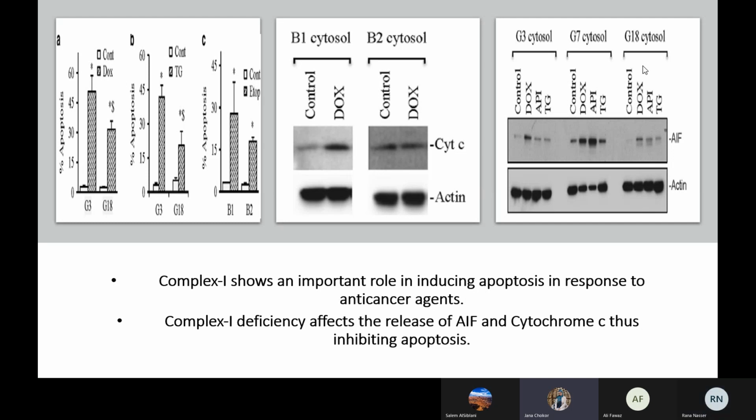Moreover, looking at the second Western blot, here the cytosol and mitochondria were isolated to measure the release of AIF, which is the apoptosis-inducing factor, which was downregulated with complex 1 deficient cells, G18, with respect to the anti-cancer agents in comparison to G3 and G7 cells. So from the 2 Western blots, we can say that complex 1 deficiency affects the release of AIF and cytochrome C, thus inhibiting apoptosis.